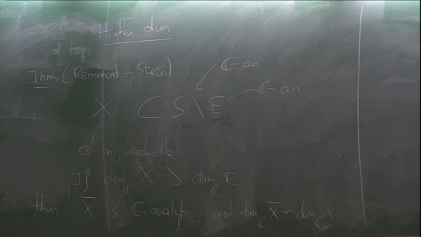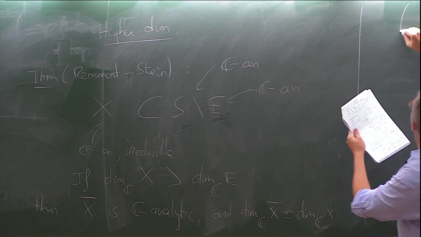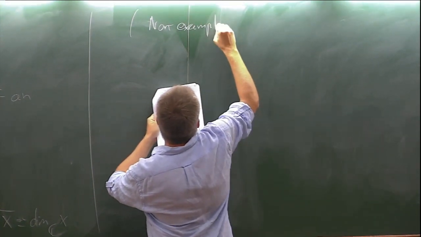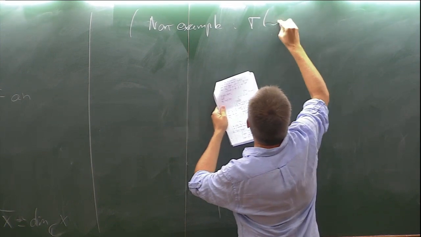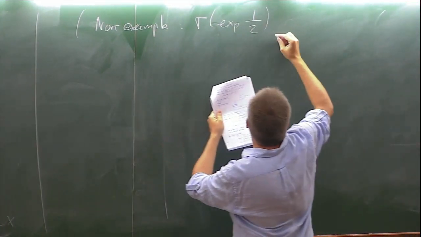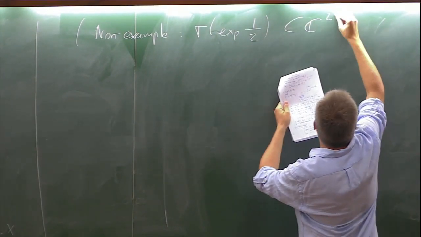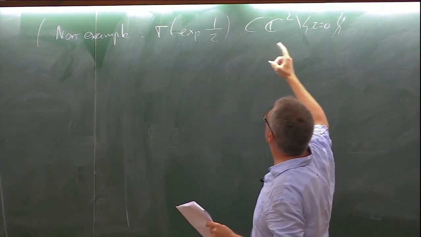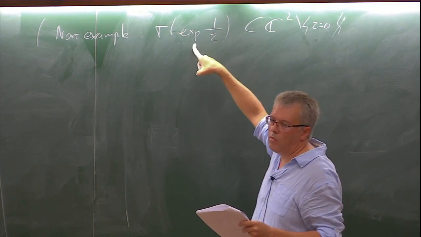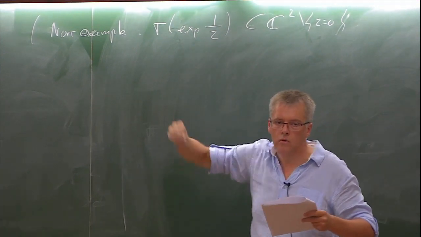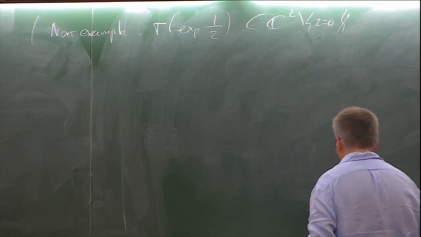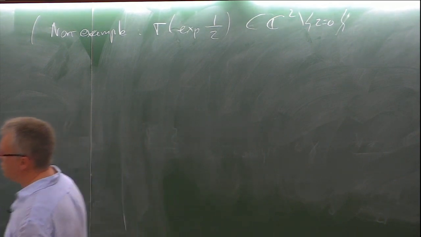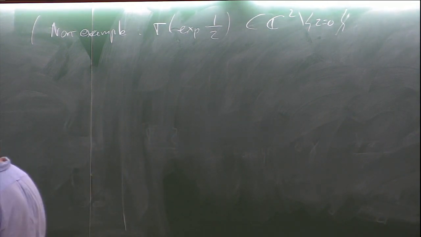Right, and to see that this is really a needed condition, here is a counterexample, a non-example. Take the graph of exponential 1 over z in C2 minus z equals 0. Here this set is dimension 1, and this set is dimension 1. And of course, it does not extend because it oscillates very fast close to 0. So this condition seems to be really needed, and in some sense optimal.